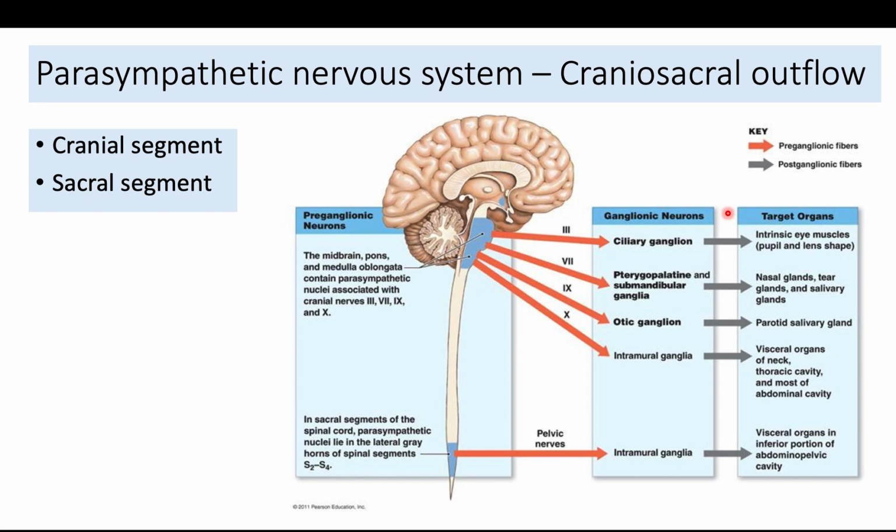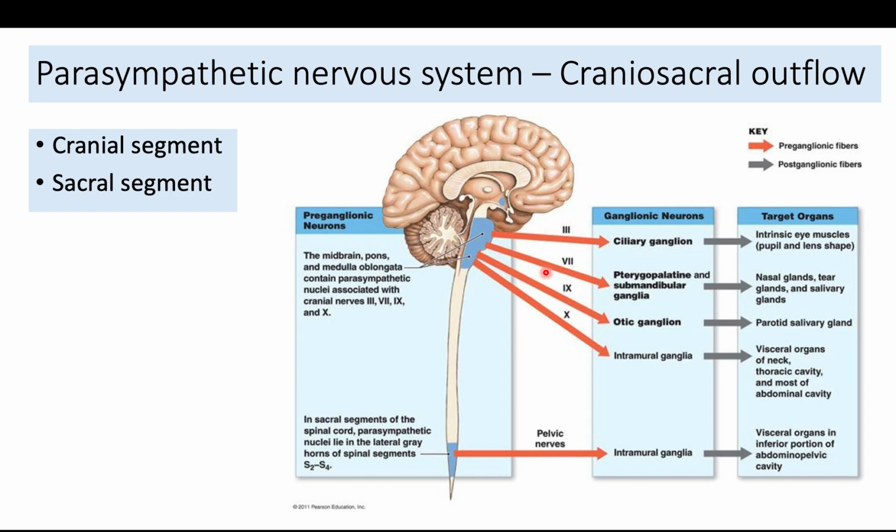Alright, in the parasympathetic nervous system, I did mention to you just now that the first order neurons of the parasympathetic nervous system originate from the cranial segment as well as the sacral segment. So we call it the craniosacral division or craniosacral outflow. The cranial segment includes cranial nerves 3, 7, 9, and 10. And then we have the sacral region, which includes the S2 to S4 segments of the spinal cord.